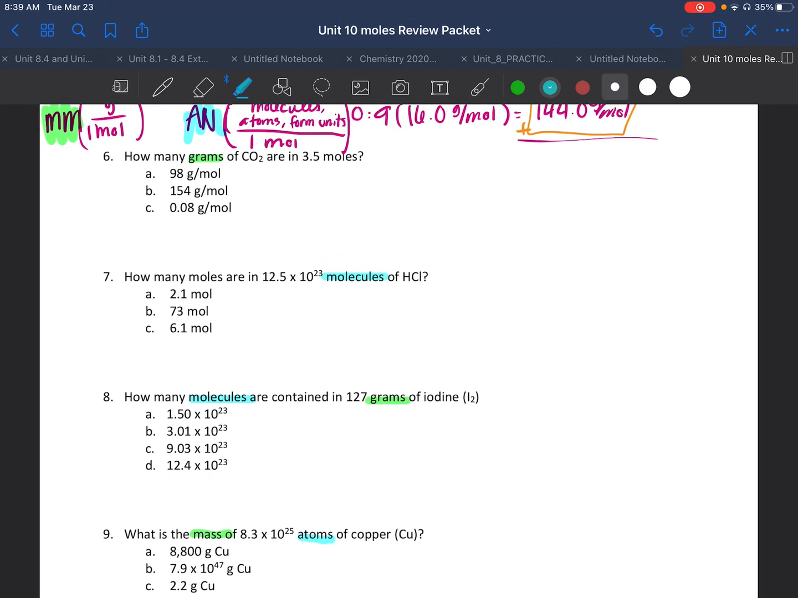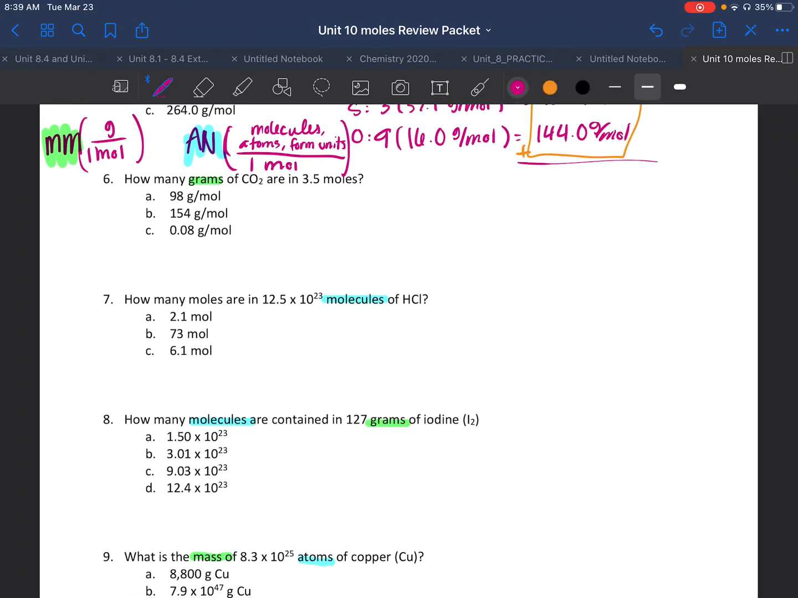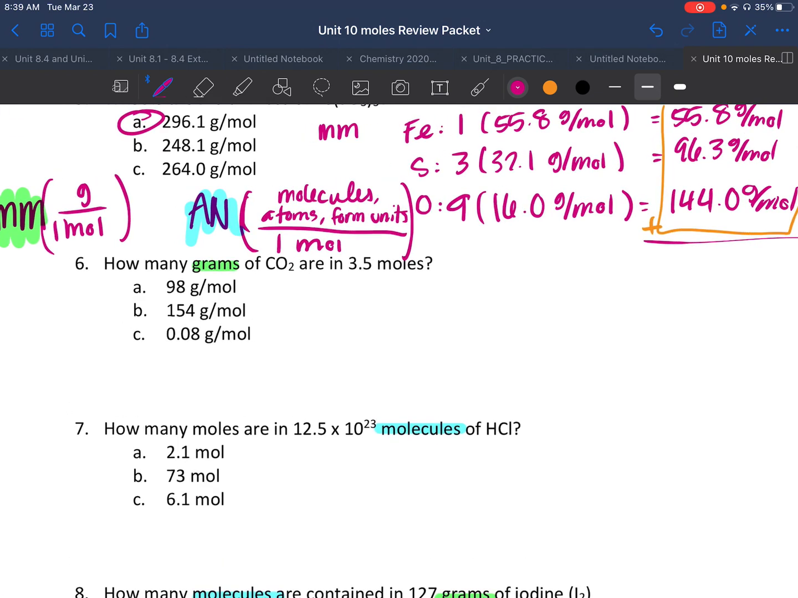So the first 2 are single step problems. I only have 1 tool highlighted. 8 and 9 are double step problems because 2 of my tools are highlighted. So I'll start with the first one here then. If I see grams, right away I know I need to find molar mass. So I'm going to find the molar mass of CO2. If you calculate this out, you would get 44.0 grams per mole. I'm just not going to calculate it. You should know how to do that by now, just to be quick. So for these problems, I always start with the quantity given. Well, you were given that you have 3.5 moles. So start with 3.5 moles.